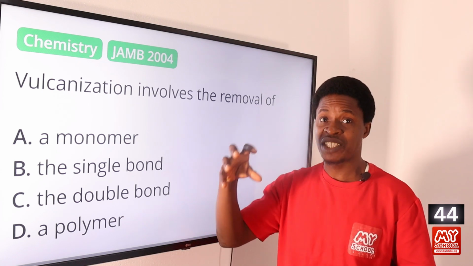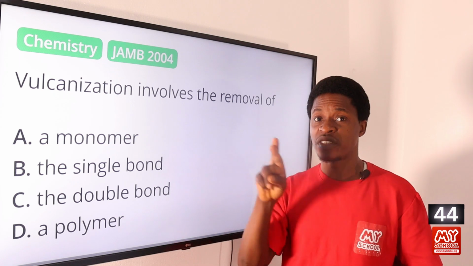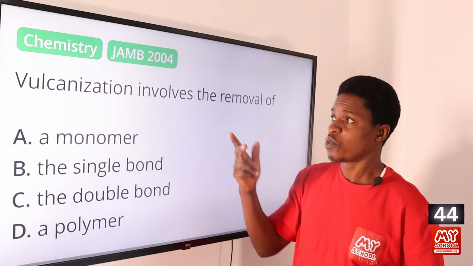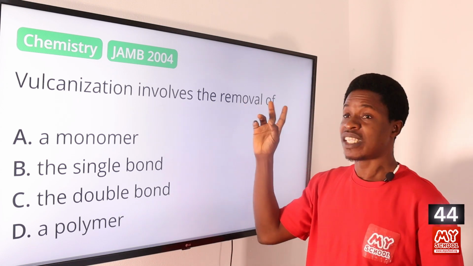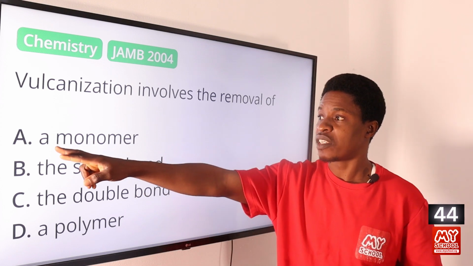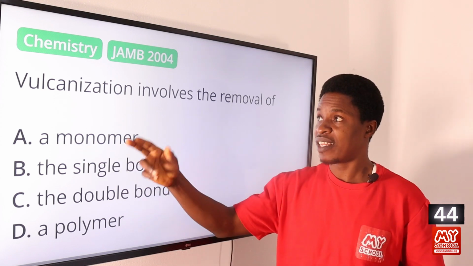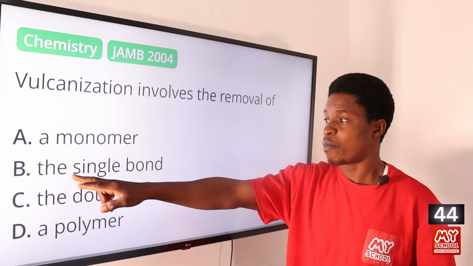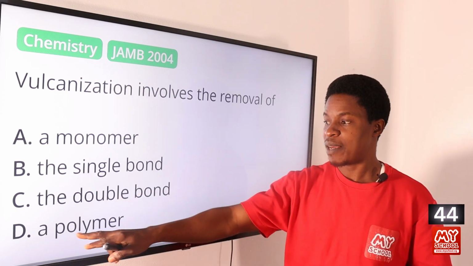So what is done is that there's always a removal of the double bonds that are linked up together with those monomers. If you want to vulcanize, then the double bond will be removed. We have option A says a monomer, not a monomer. Like I say, vulcanization involves what? We have the double bond be removed. We have single bond, it's not correct. Option D says a polymer.